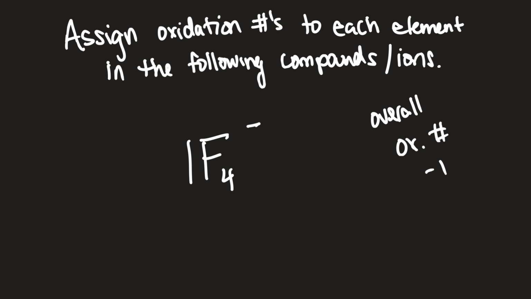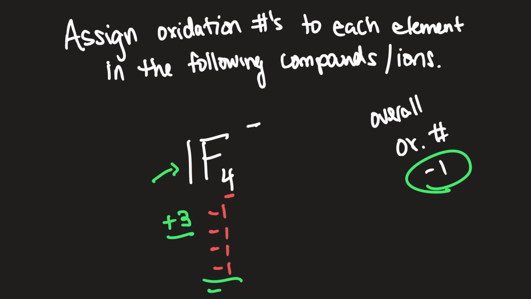So what must be the oxidation of iodine in order that when we add the two up, it equals -1? Well, iodine must have an oxidation of +3 because 3 plus -4 will give us -1. So the oxidation of iodine is +3, and each of the fluorines is -1. All right, let's do more examples.